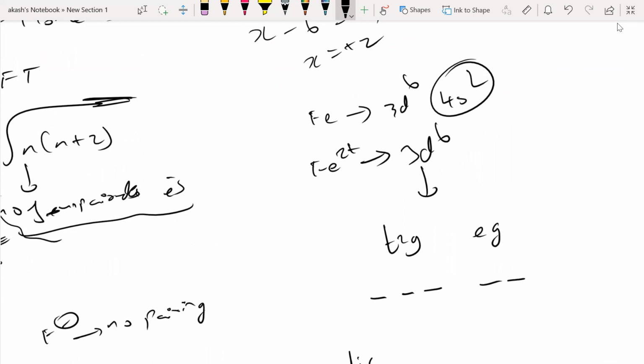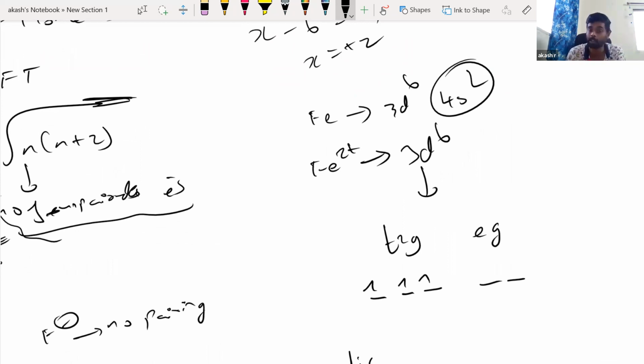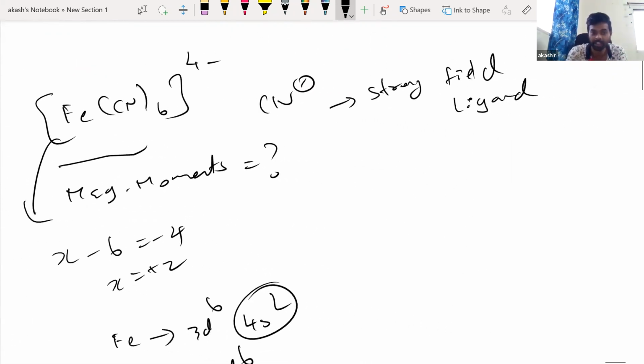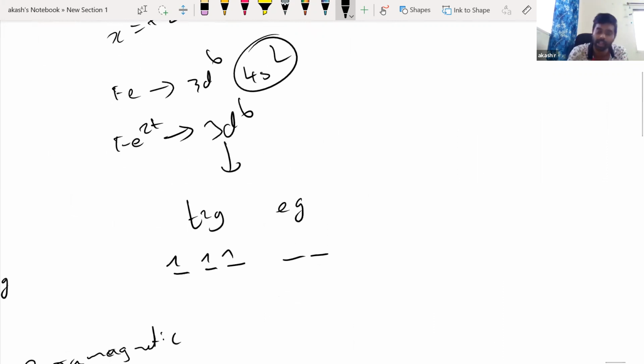All 6 electrons are there, so 3 will pair. First we put 3 single electrons. Now again the question comes, pairing will happen or not. That depends on the ligand. The ligand is a strong field ligand, so obviously pairing should happen. All the 3 more electrons will go here only. So what is the number of unpaired electrons? The number of unpaired electrons is 0. So the magnetic moment is 0.